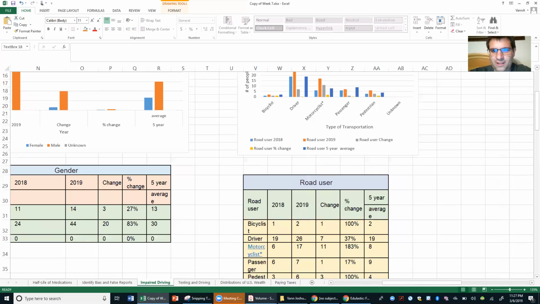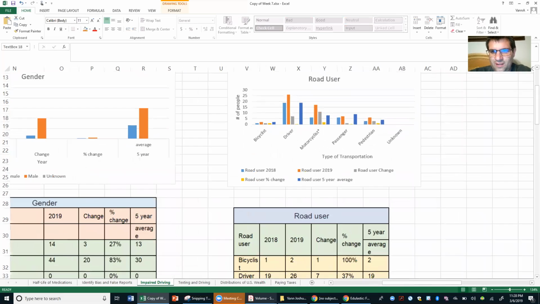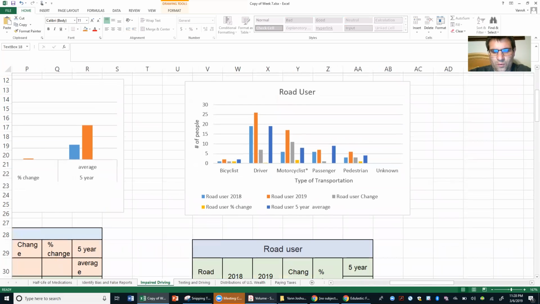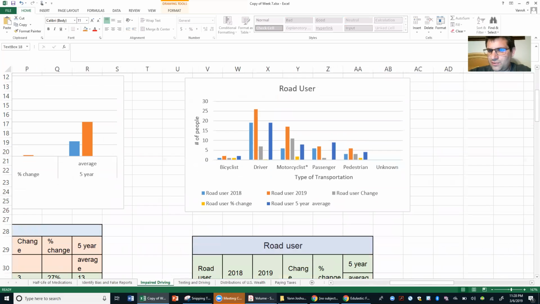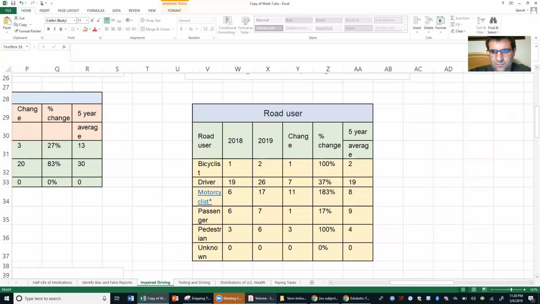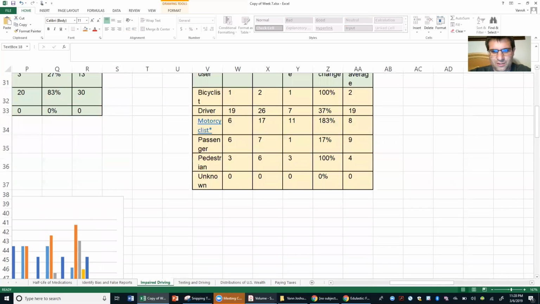Then we did another bar graph, and we compared the road users and what type of transportation they used, whether it was a bicycle, a car, motorcycle, passenger, or pedestrian. And we also compared that as far as an average for the years 2018, 2019, what the change was and what the change percentage.